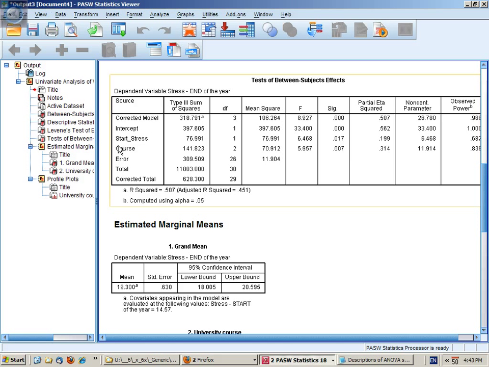Here we have the main effect of course. It is significant, and it explains about 31% of the variance in stress levels. In other words, the course discipline that you study matters, there are significantly different stress levels between the courses of study. Start stress is a significant covariate.